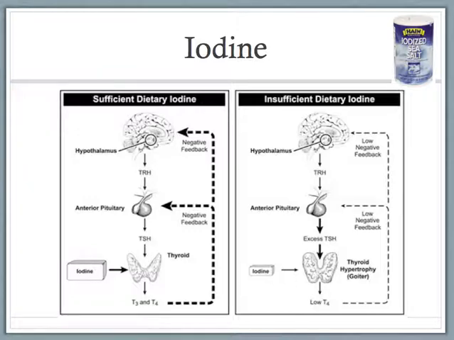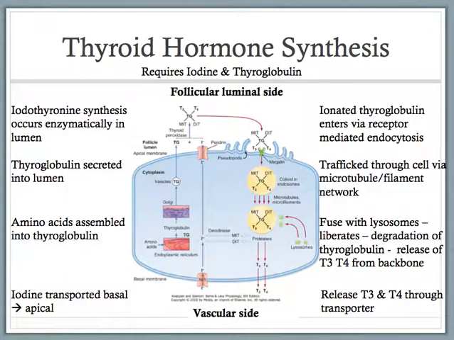All right, so that was our first little negative feedback. So what we're going to look at here is this journey of thyroid hormone synthesis. And we have a couple of different things. This is the vascular side at the bottom. So this is the blood supply side. And on the top, we have the luminal side. Lumen is a tube, right? So this is the lining of the follicle where the colloid is.